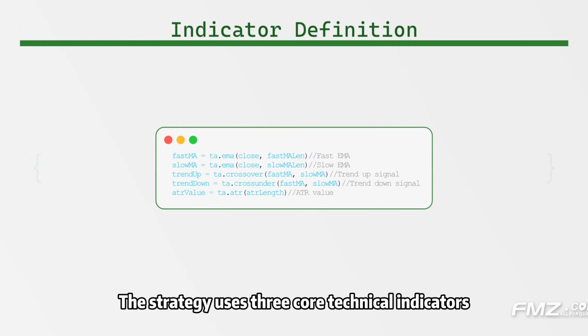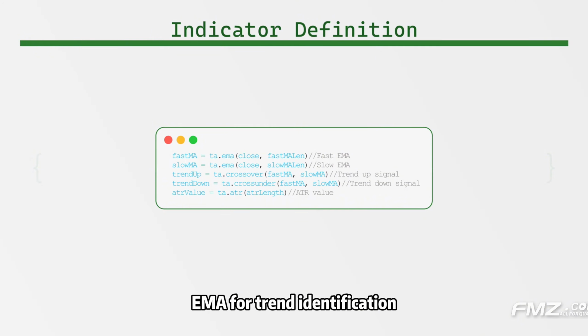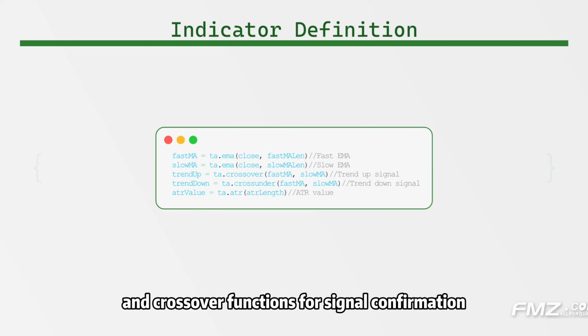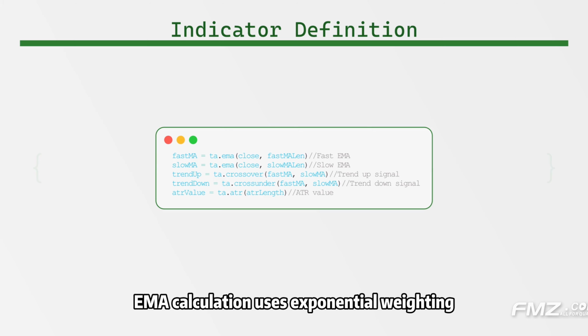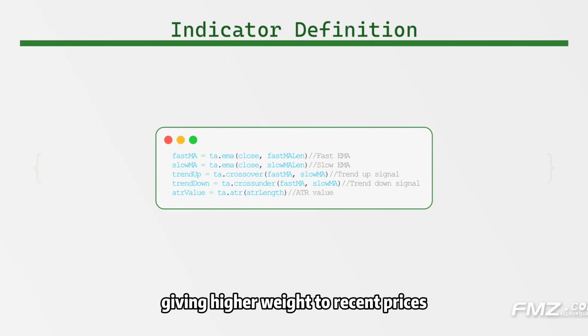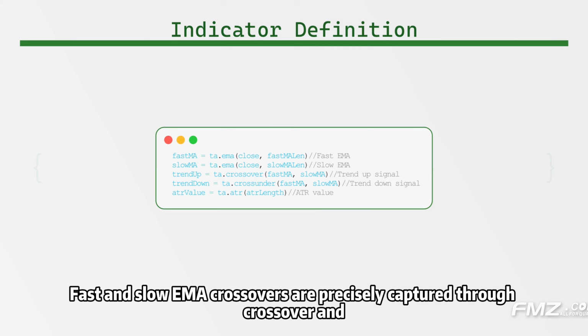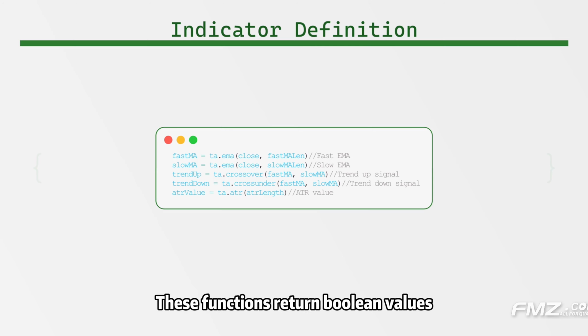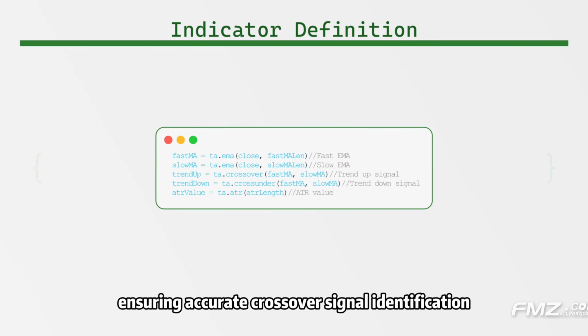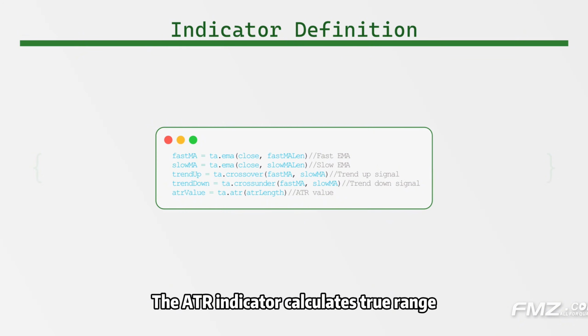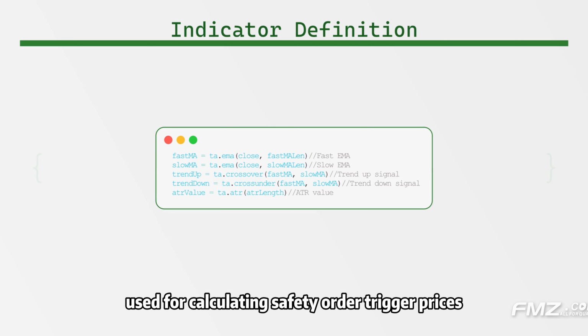The strategy uses 3 core technical indicators: EMA for trend identification, ATR for volatility measurement, and crossover functions for signal confirmation. EMA calculation uses exponential weighting, giving higher weight to recent prices. Compared to simple moving averages, it responds faster to price changes. Fast and slow EMA crossovers are precisely captured through crossover and crossunder functions. These functions return Boolean values, ensuring accurate crossover signal identification. The ATR indicator calculates true range, used for calculating safety order trigger prices.